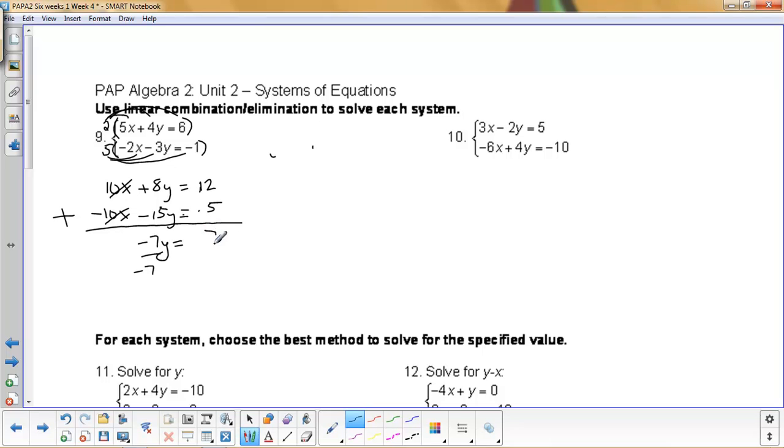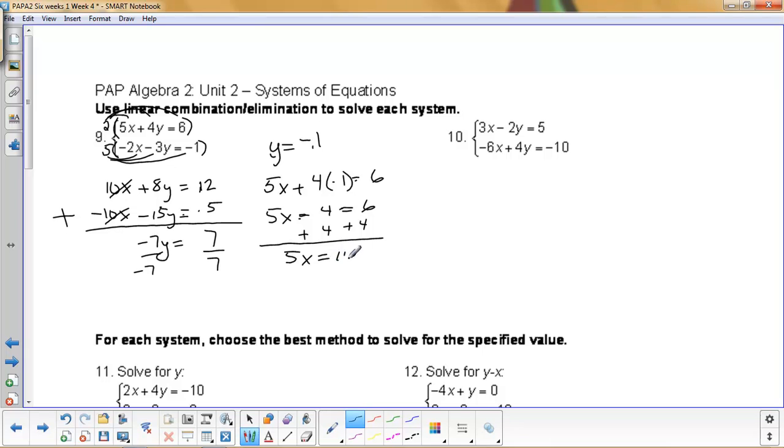Now we have negative 7y equals 7. Divide by negative 7, and y equals negative 1. Now I'm going to substitute that back into one of the two original equations. I'll just pick the first one, no big deal. So it's going to be 5x plus 4 times negative 1 equals 6. 5x minus 4 equals 6. Add 4 to both sides, and I get 5x equals 10, x equals 2.